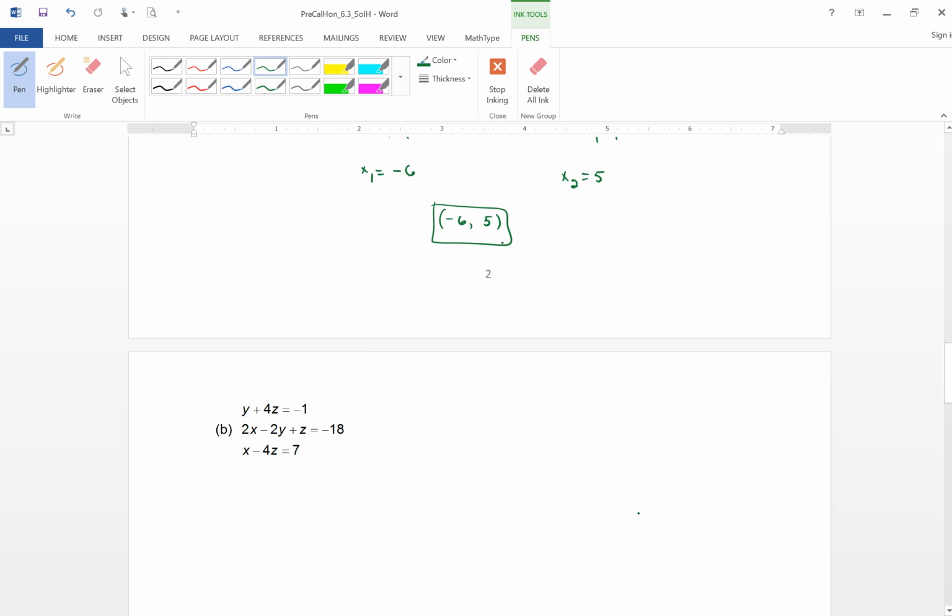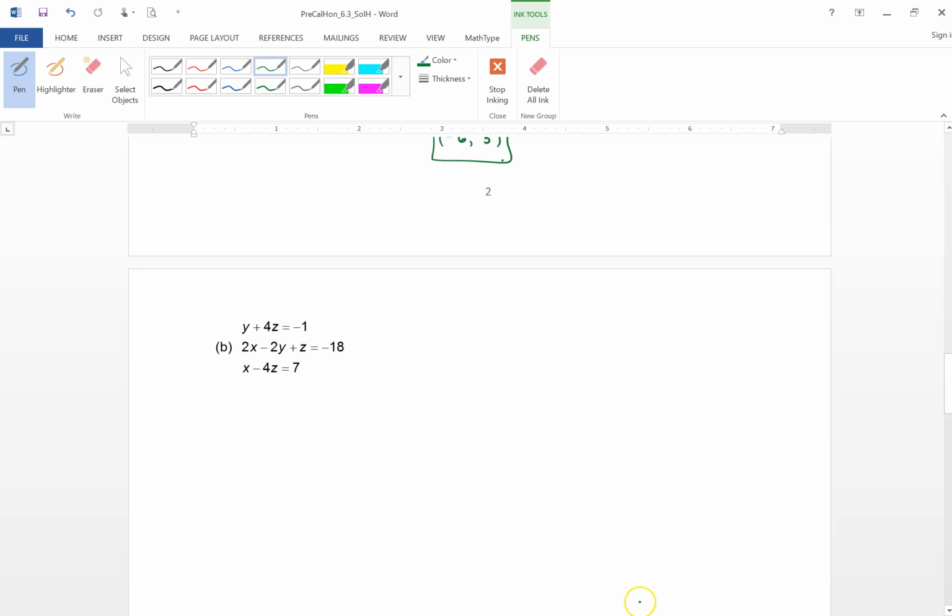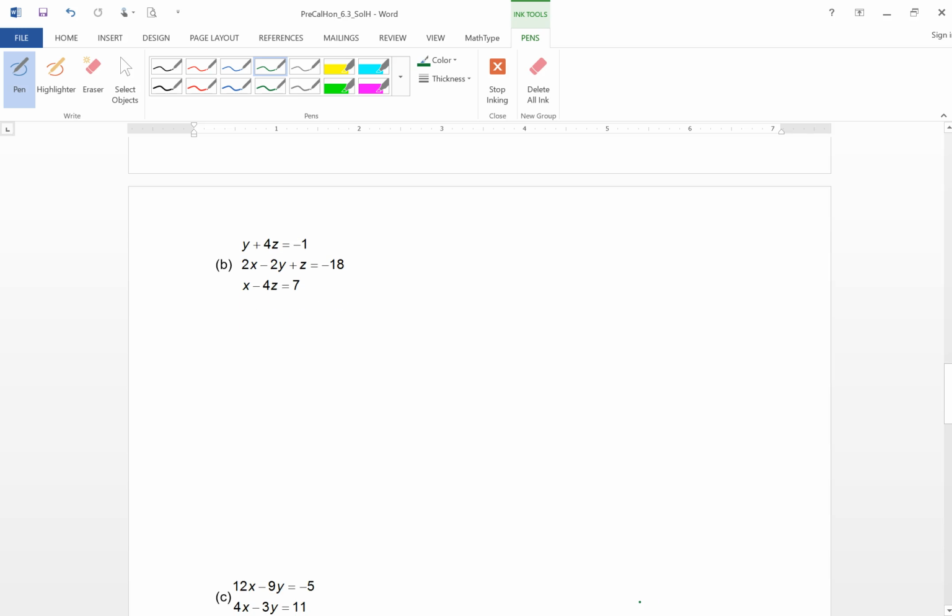This is a 3 by 3 now. Next. Okay. So I'm going to write my A matrix. Now, there is no x in the first equation, so it's 0. So it's 0, 1, 4. And then it's 2, negative 2, 1. And then for the x it's 1, 0, negative 4. So that's my A matrix.